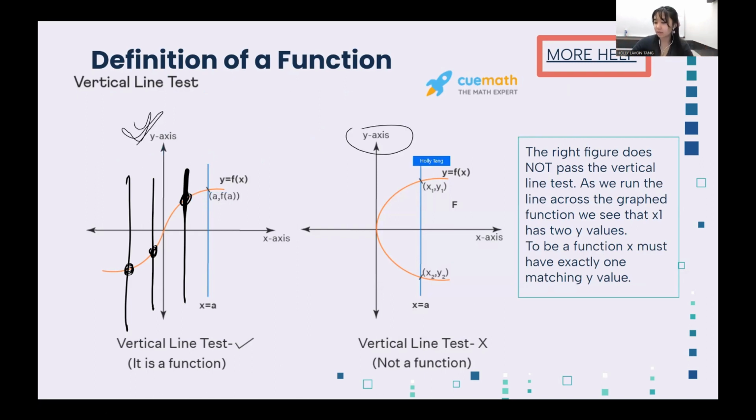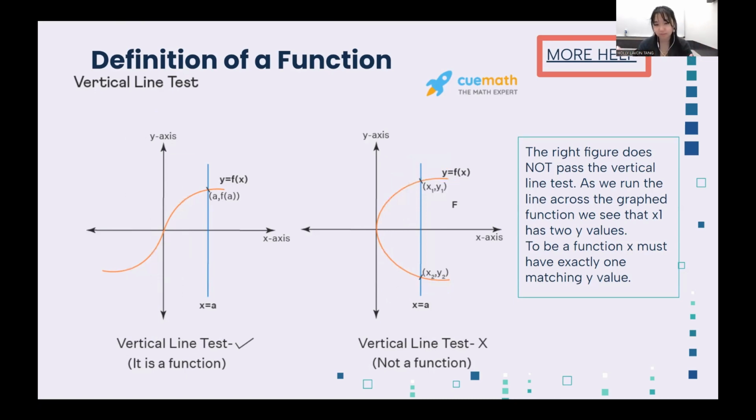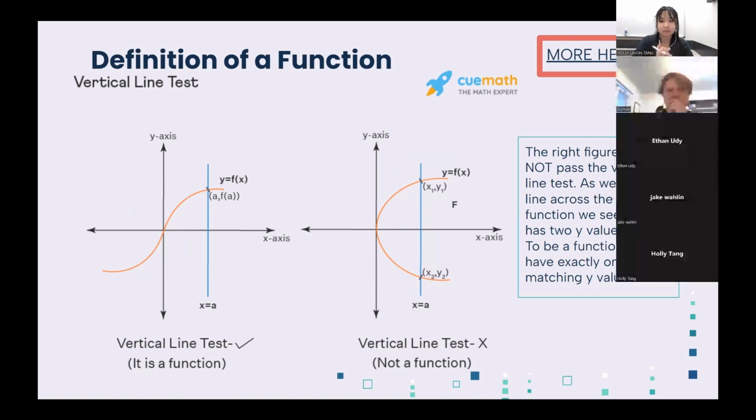And then we have the second one that does not pass the vertical line test, because at every point of our function in orange, we have multiple solutions of y, right? So this line has two y's. So like say this is x equals 3, we've got two different y's. So because of this, it does not pass the vertical line test, and we do not have a function. Any questions on the vertical line test? No. All right.